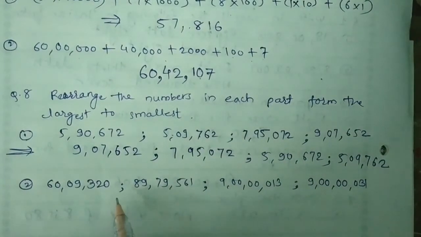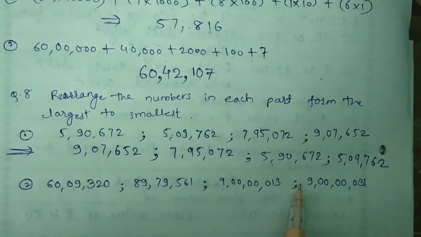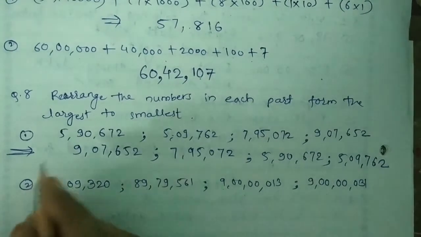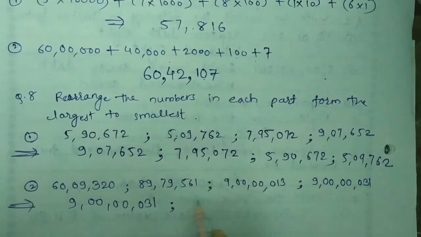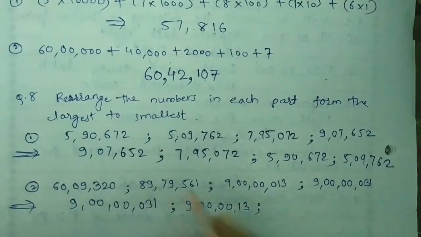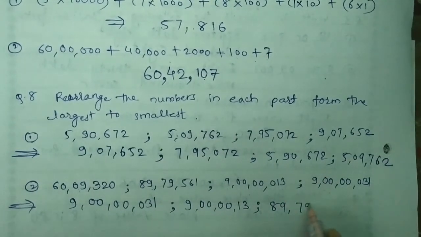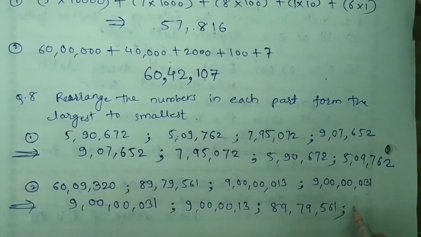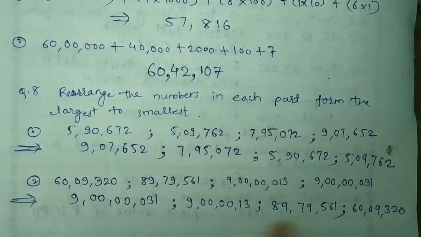Next here you will see we have 60 lakh, 89 lakh, and this is the 9 crores and this is also 9 crores. So between them we will compare. It is 9 crore 13 and it is 9 crore 31. So obviously 31 is greater. So we'll take 9 crore 31. Then afterwards we'll take 9 crore 13, then 60 and 89 lakh. So obviously 89 lakh, we are just comparing the initials. 89 lakh 79,561. At last we have 60 lakh 9,320. So in this way we have arranged them.